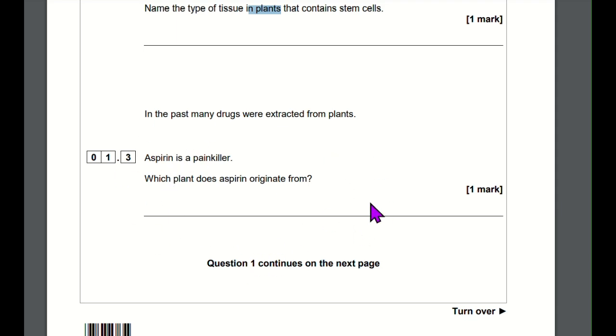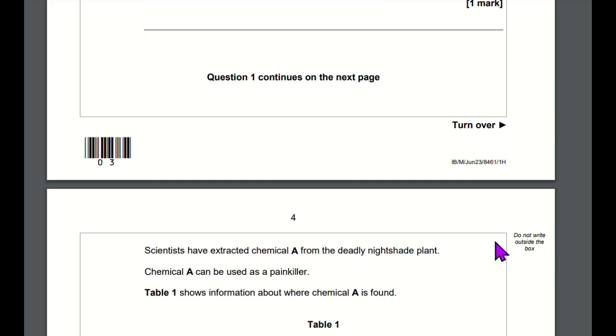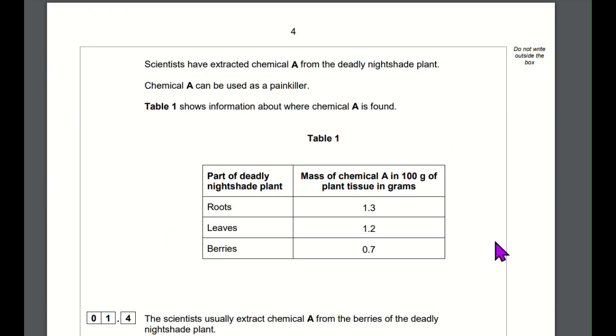Question 1.3, also 1 mark, also an AO1 question. This is going to be recall, so you will need to know this and learn this. This question is asking you, which plant does aspirin originate from? So you should be able to recall that, and that is the willow tree.